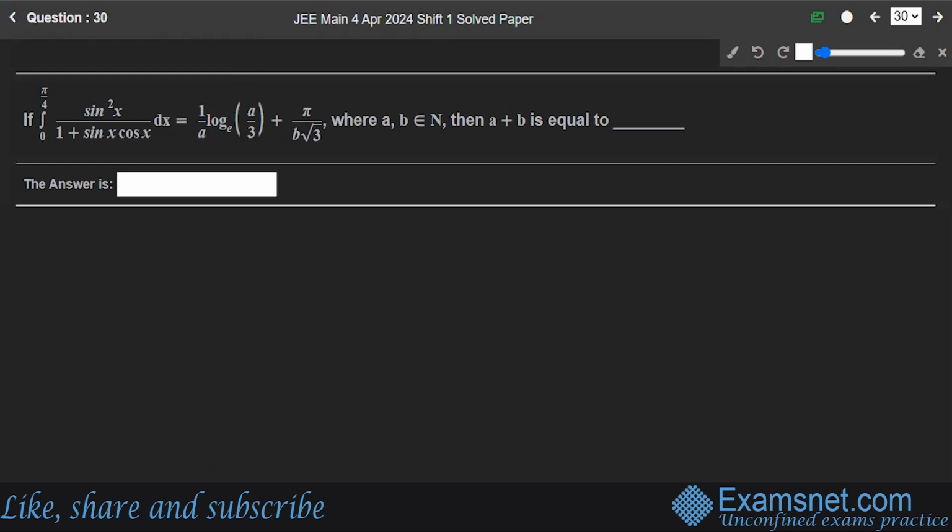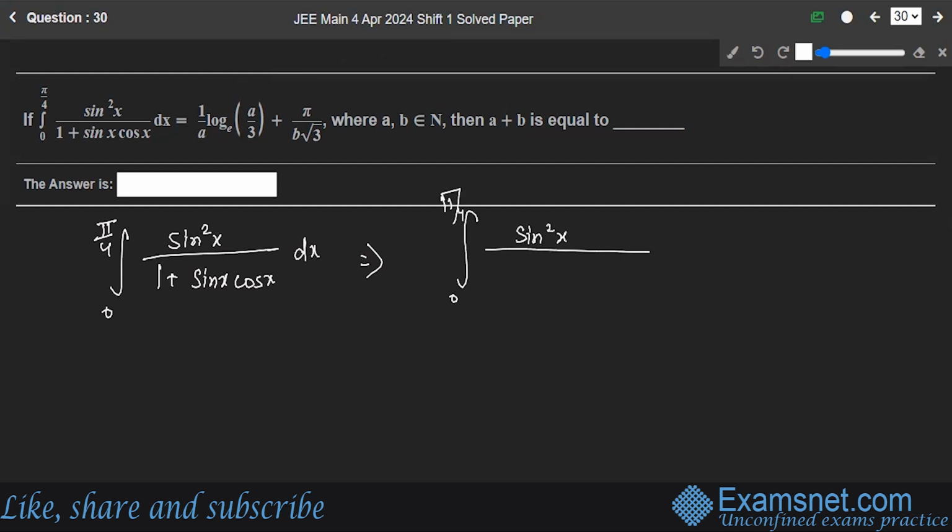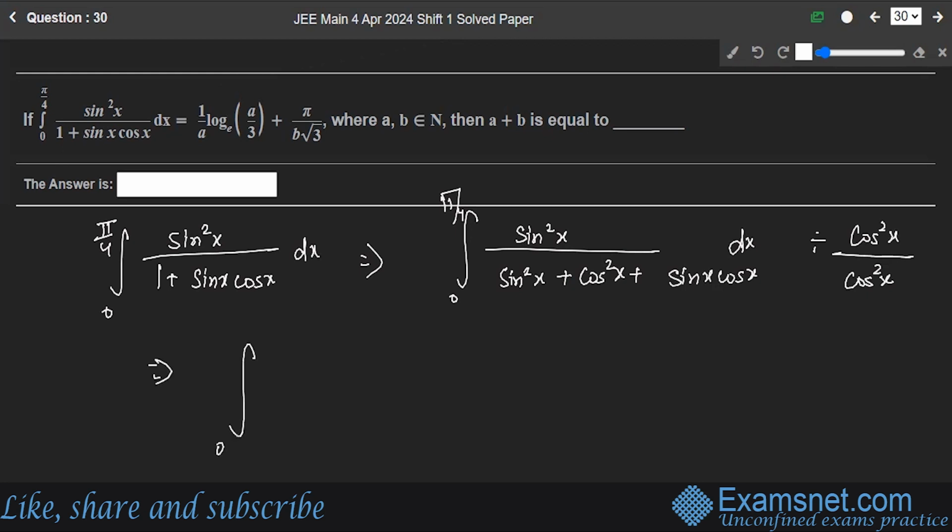It says integral from 0 to pi by 4 of sine square x times 1 upon sine x cos x dx. So now this can be written as, I'll write it as integral from 0 to pi by 4 of sine square x. In the denominator, I'll open up 1 as sine square x cos square x plus sine x cos x, dx. Let's do one thing, divide the numerator and the denominator by cos square x. So this will give me integral from 0 to pi by 4, and the numerator will become tangent square x, over 1 plus tangent square x. Actually, tangent square x plus 1.